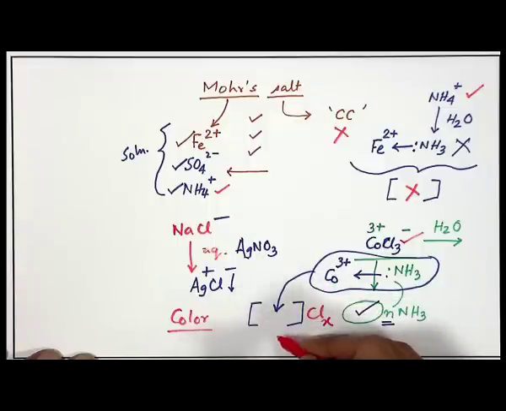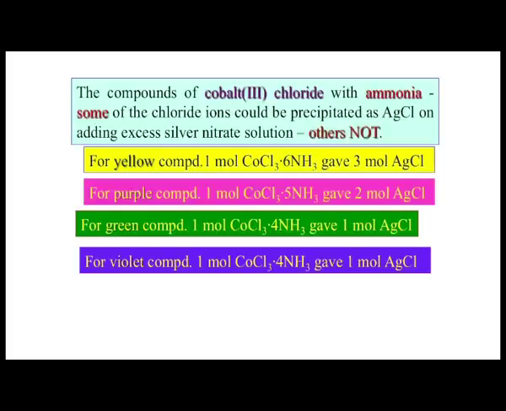So, we see that when we try to do the reverse one, that means the way we are identifying the chlorides, the number of chlorides, we can detect them by use of silver nitrate. So, the product of this reaction of cobalt 3 chloride with ammonia, the presence of chlorides can be detected by the reaction of silver nitrate in excess in solution. We will see that some of the chlorides can be precipitated out as silver chloride, others are not.